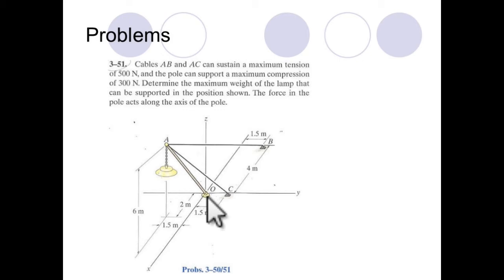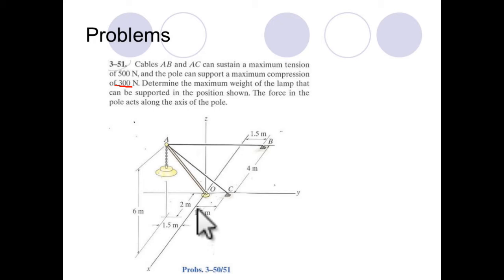So we have the pole at point O. It can withstand a maximum load of 300 newtons. Okay, so we have two cords from A to C and A to B, and in fact each can carry a maximum of 500 newtons, and they can only carry tension. And we have a lamp here.